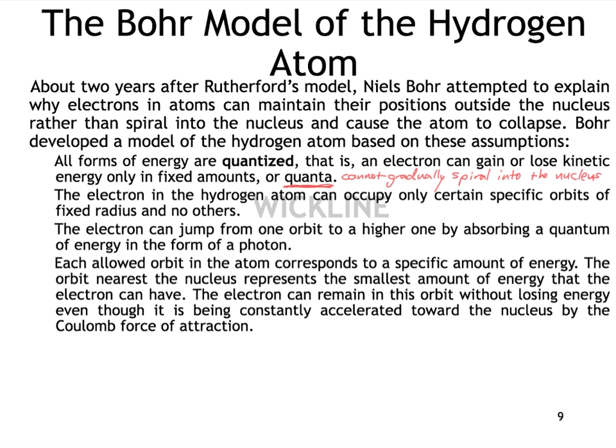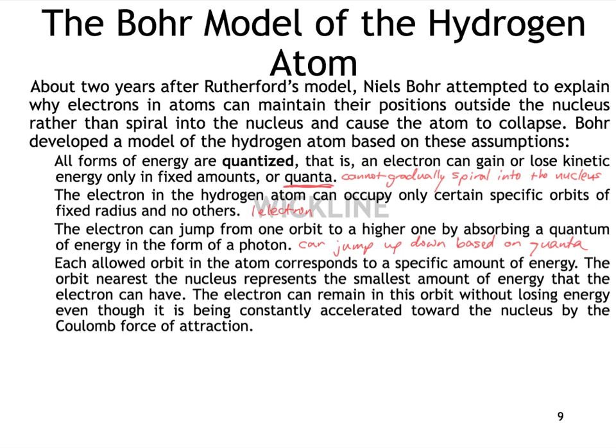Bohr really only studied the hydrogen atom, however, and the reason for that is really easy. It's because the hydrogen atom has only one electron, so it can only occupy certain specific orbits and no others. The electron in the hydrogen atom can jump from one orbit to another, but it has to absorb a certain quantum of energy. So all of these allowed orbits, the orbits that make sense, are based on certain quanta of energy, which could be represented in electron volts or joules.